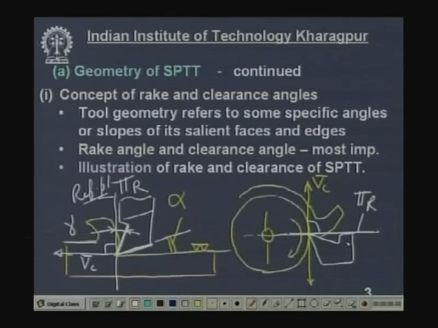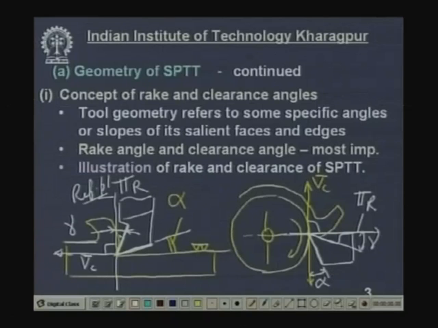Then what is rake angle? Rake angle is the angle of inclination of the rake surface of the tool from the reference plane. So, this is gamma and this is the flank surface, the angle of the flank surface from the finished surface or this velocity vector is alpha. This is the concept of rake angle and clearance angle.